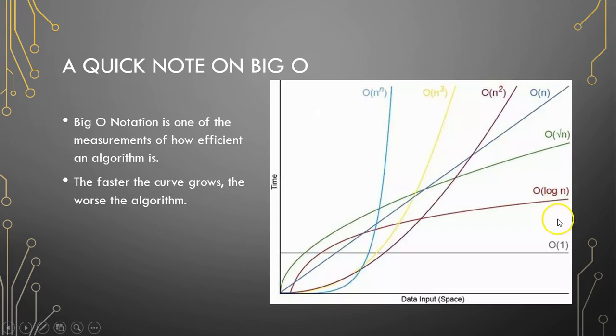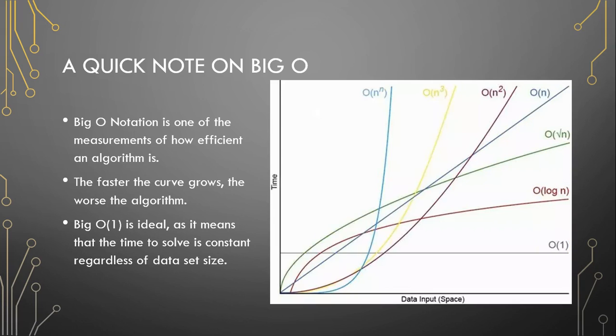But if we look at some of these other ones, you can see that their graphs aren't quite as drastic. We have a cubic, a square, this would be n to the 1, or a linear function here. We have our square root, we have log n, and then we have 1. Big O of 1 is technically considered an ideal function, as it means that the time to solve is constant regardless of data size. So if I have 100 elements or 1 million elements, it doesn't matter. The amount of time to process the data is always going to be big O of 1.